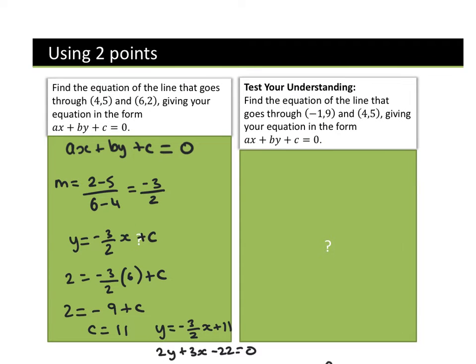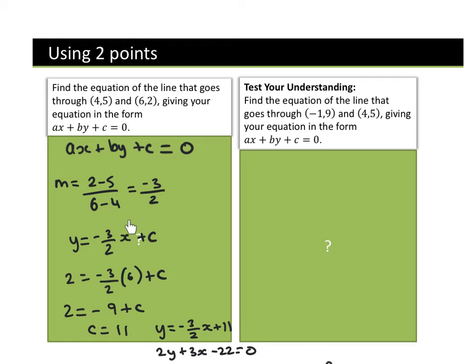First of all, we know that we need to find the gradient, don't we? So using our formula, y2 minus y1 over x2 minus x1, I found the gradient, and here I have the gradient. Then I decided I'm going to use the form y equals mx plus c. So I used y equals mx plus c and I substituted in my gradient.